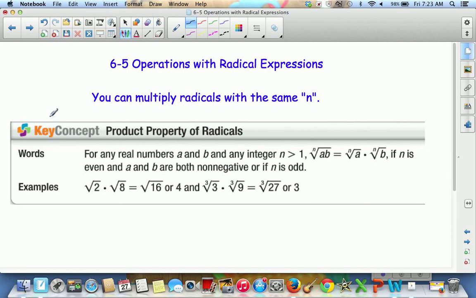So you can multiply radicals with the same n, so the same index. Okay, you can multiply them, you can put them together. The square root of 2 times the square root of 8 is the square root of 16. You can put whatever inside your radical together. So that's just what this property is saying.